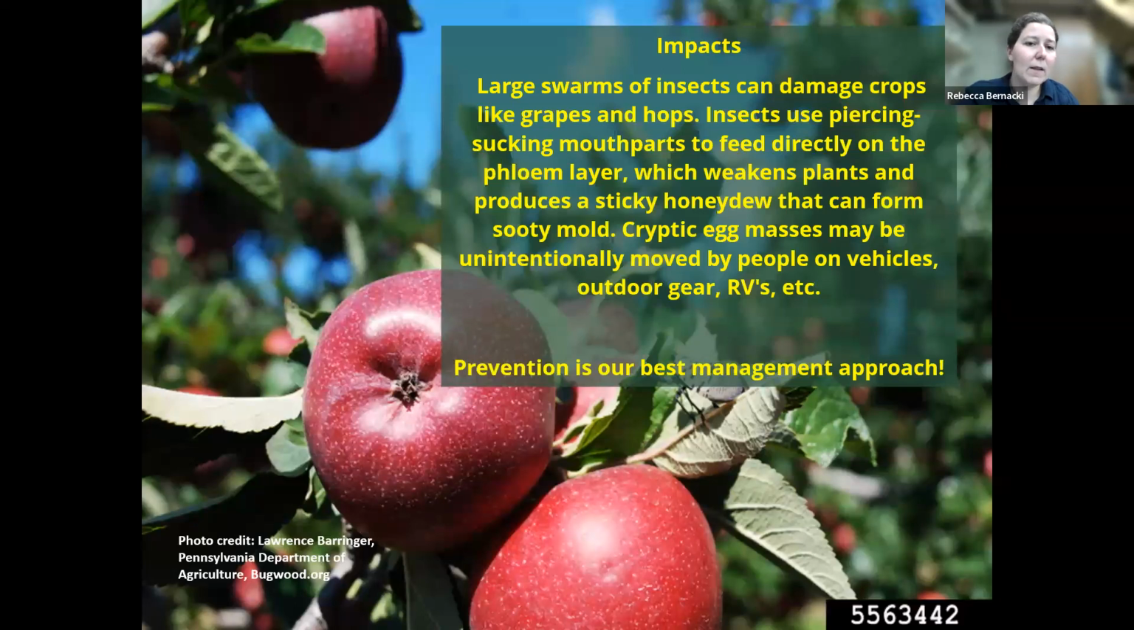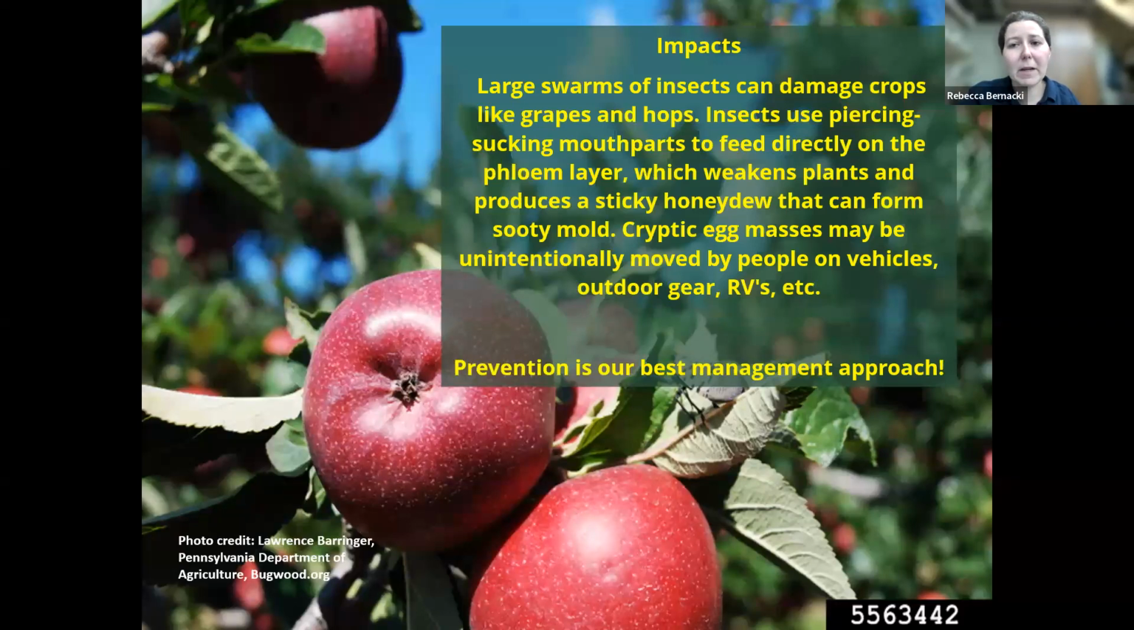And the insects also produce a sticky honeydew that can form sooty mold. I wish I had included a picture of what that sooty mold looks like because it's really disgusting. As I mentioned, those cryptic egg masses can be unintentionally moved by people on vehicles, outdoor gear, RVs. You know, they even tell people to check their camp chairs. These egg masses really can be found anywhere.